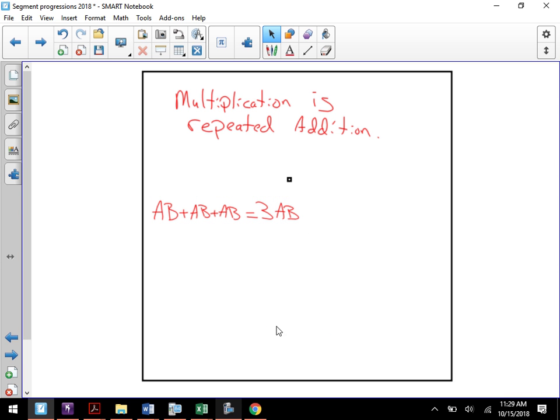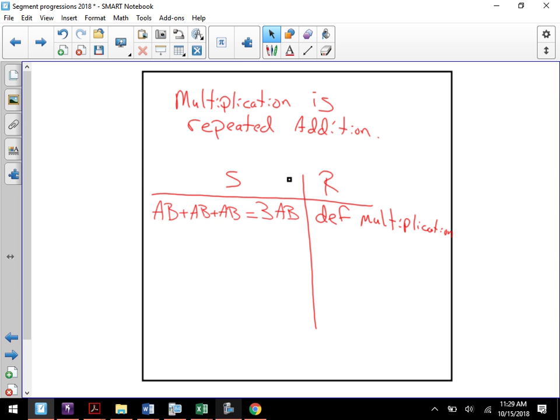I can do this because of the definition of multiplication. Okay. And it works going the other way too. If it was AB plus AB, that would equal what? 2AB, yeah. Right. Remember, you can go the other way.